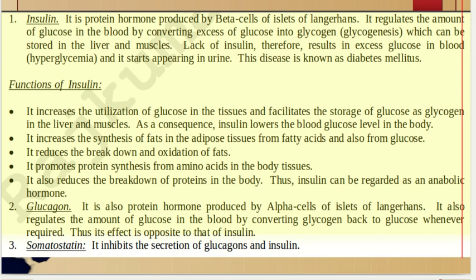The glucagon is a protein hormone produced by islets of Langerhans of pancreas, especially the alpha cells of islets of Langerhans. It regulates the amounts of glucose in the blood by converting glycogen into glucose whenever required, especially during fasting or starving. Thus, the effect of glucagon hormone is opposite to that of insulin. Somatostatin inhibits the secretion of glucagon and insulin.